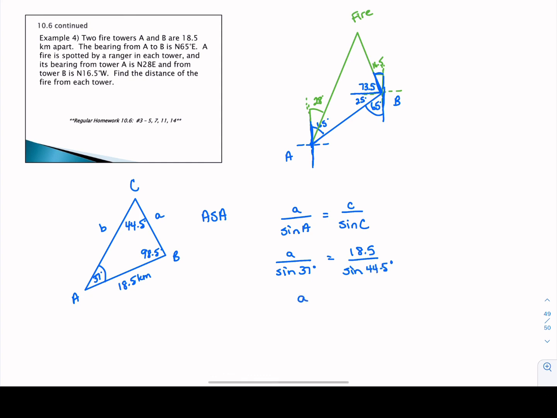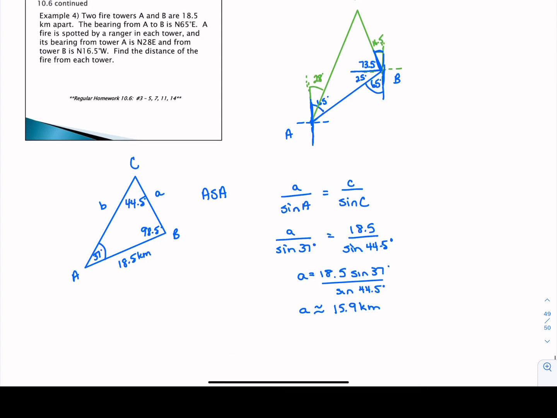Again, this just becomes cross multiply and divide. So we'll have 18.5 multiplied by the sine of 37 degrees, and we'll divide that when we're done by the sine of 44.5 degrees. So that's going to give us side length A, which would measure the distance between the fire and tower B. So just be careful. 18.5 times the sine of 37 is now divided, so be careful with your brackets, by the sine of 44.5 degrees. What you should come up with is roughly 15.9. So we've got 15.9 kilometers between the fire and tower B.